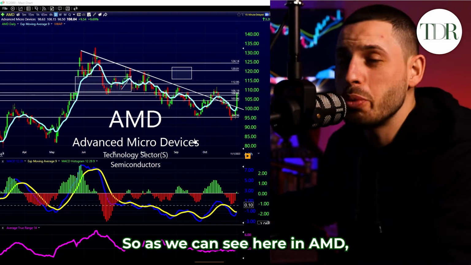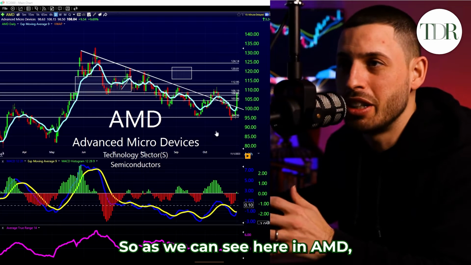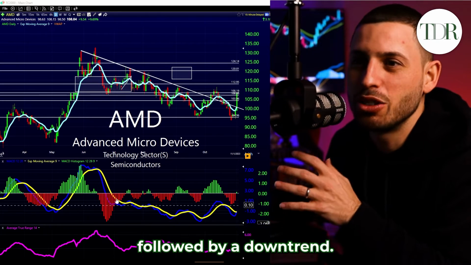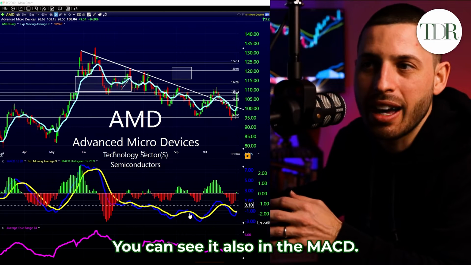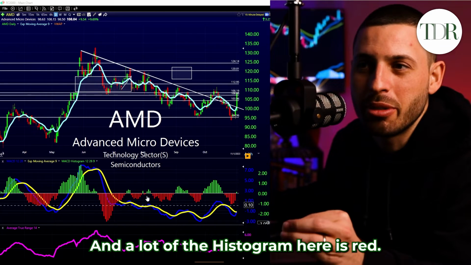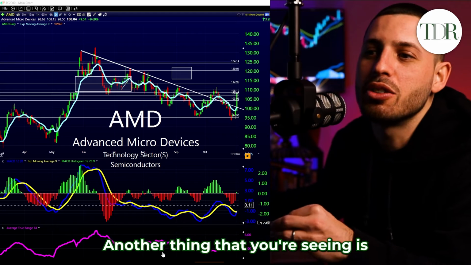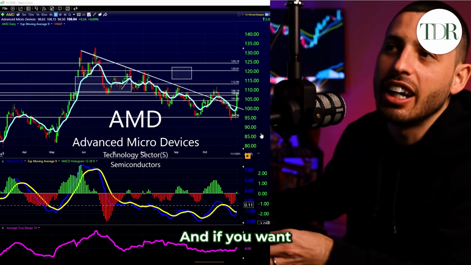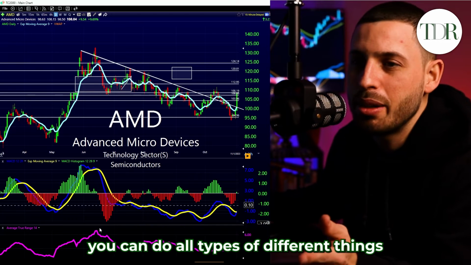All right, so as we can see here in AMD, we had a big long uptrend followed by a downtrend. You can see it also in the MACD, and a lot of the histogram here is red. Another thing that you're seeing is the average true range declining. And if you want, you can do all types of different things, right?